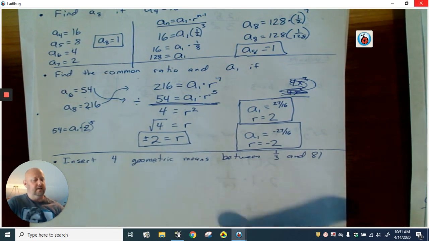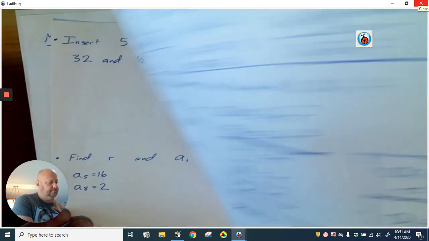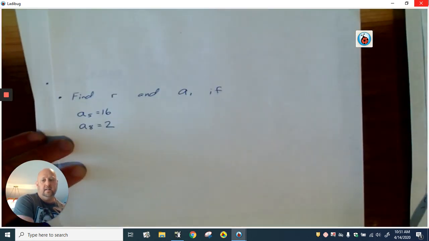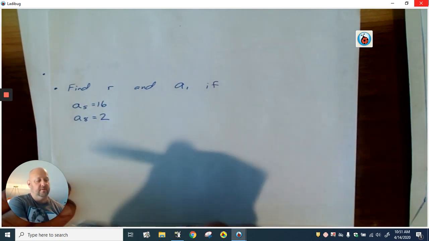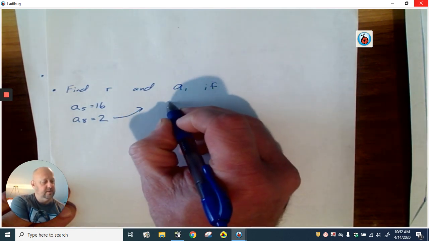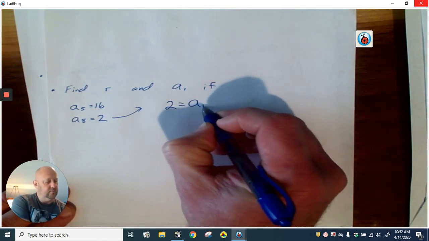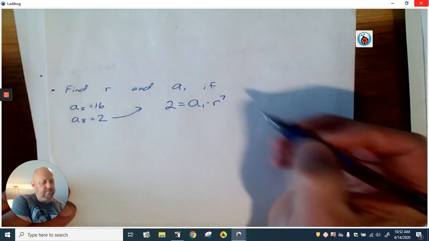And an example that you might run into, I didn't put one on here. So here's another one, basically the same type of question, but now I have, again, two problems. I like to put the bigger term first. So there had to be an equation that equaled 2. It would equal a sub 1 times r to the 7th, because n minus 1.